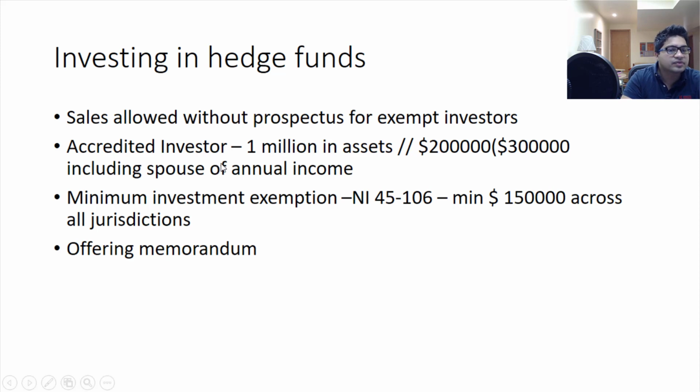Now what is an accredited investor? In Canada it is 1 million in net assets, or 200,000 of annual income, and 300,000 if it is a joint account including spouse. Minimum investment exemption is there under National Instrument 45-106. That is, even if the investor doesn't qualify as an accredited investor, but he is putting 150,000 in a straight investment into a hedge fund, he can still invest.